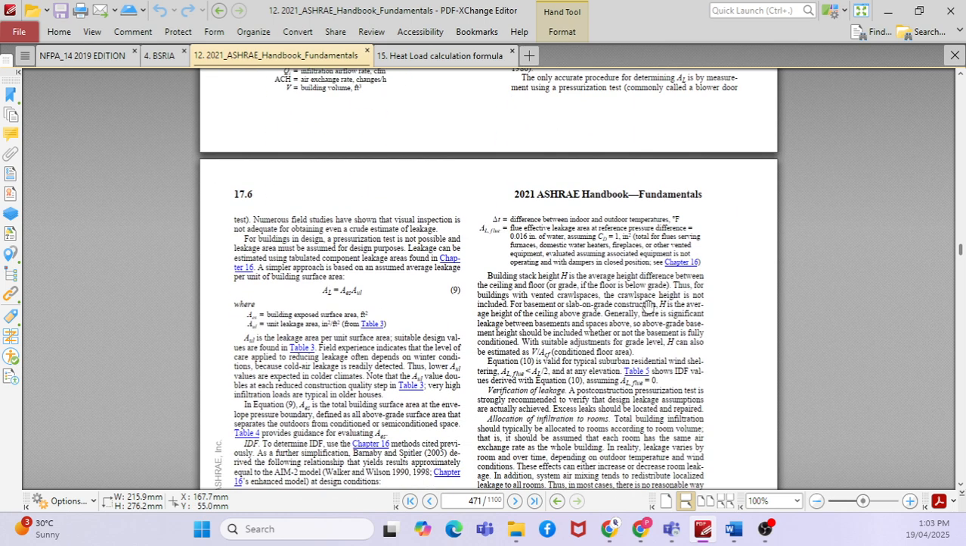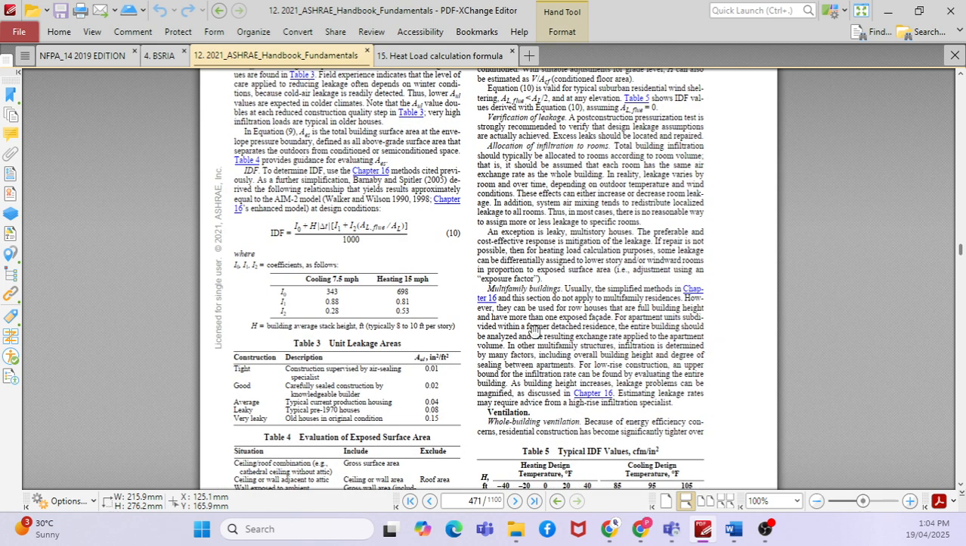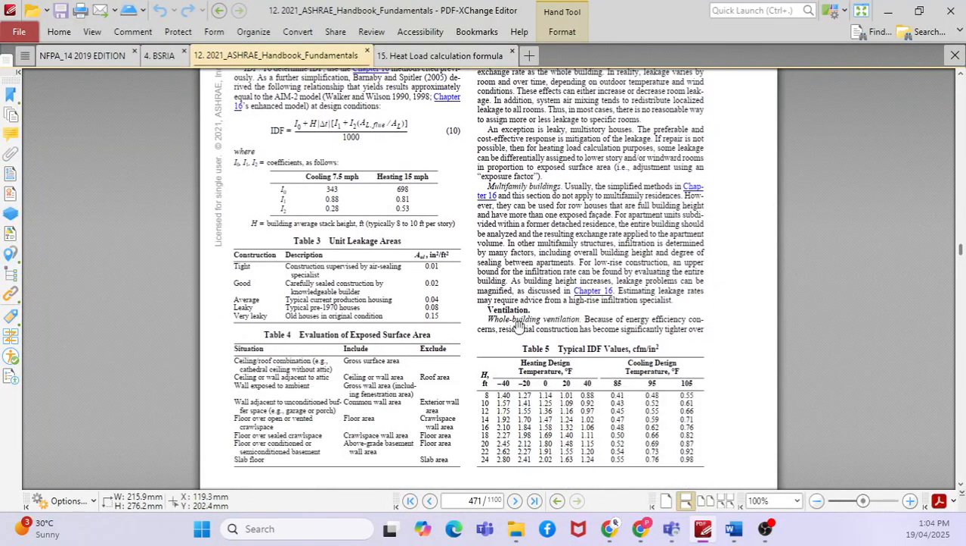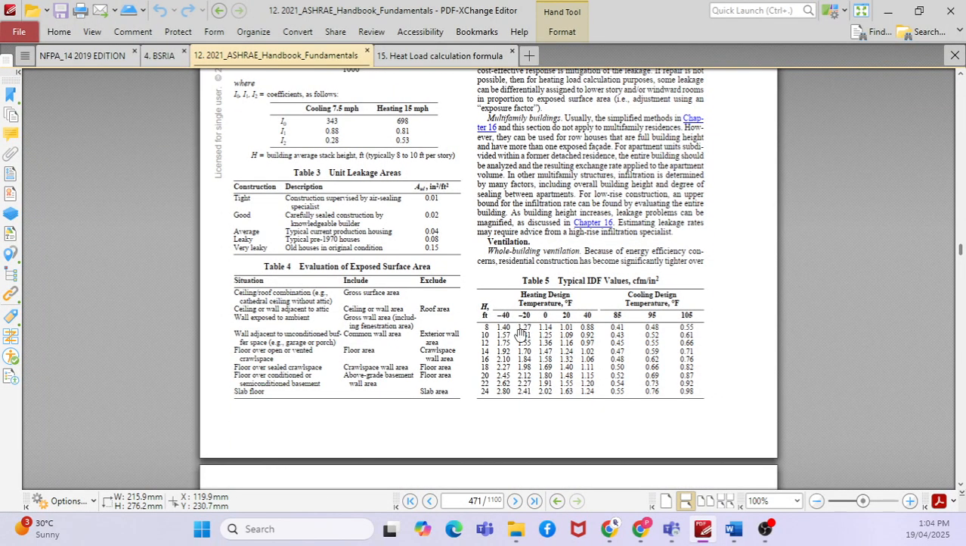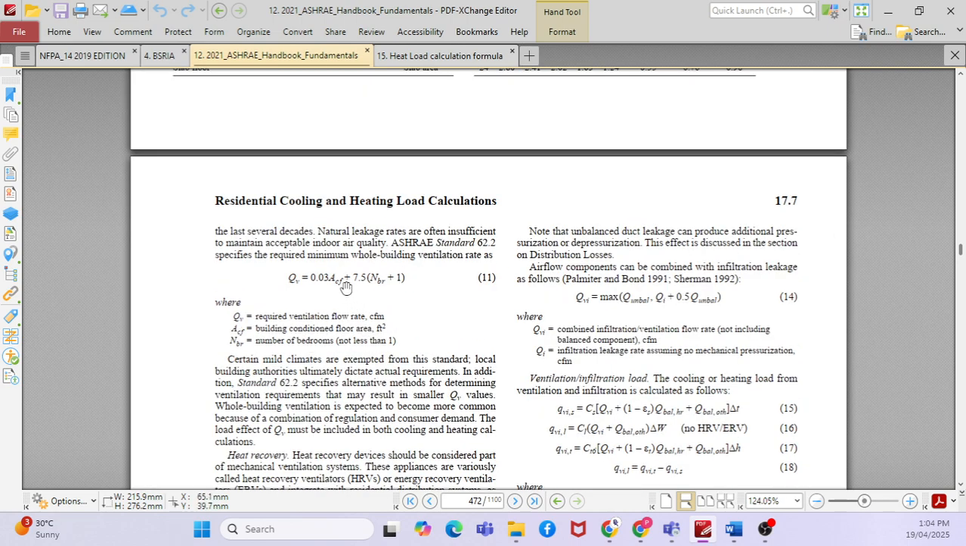Your next assignment is to read this particular chapter 17. Just go through it, there is no need to memorize anything, because you already have the book. Just read it so you understand what is available in this guideline. Unless you see it, you don't know what is there. This is chapter 17 of the ASHRAE Fundamentals.